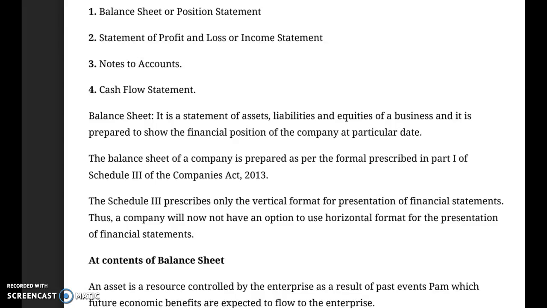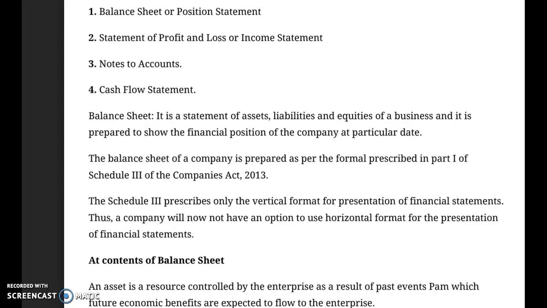Now, vertical format means what? In class 11 you came across the balance sheet format with a left side and a right side. On the left side you show the liabilities, on the right side you show the assets. That format is called the horizontal format.